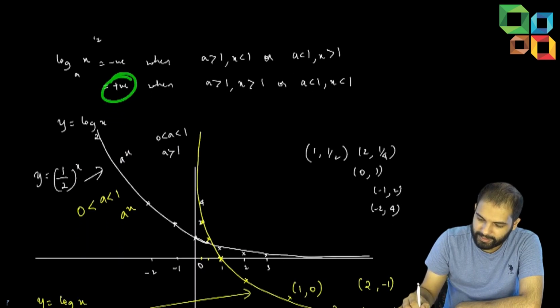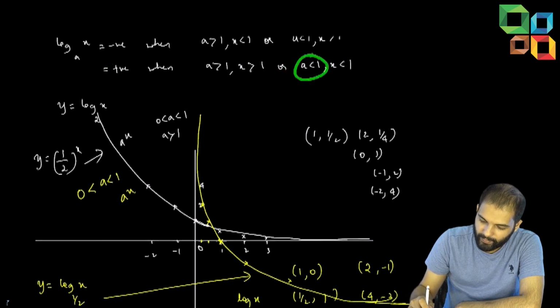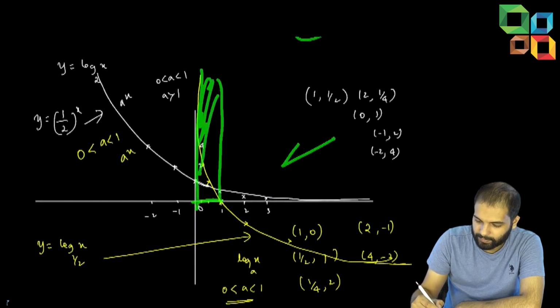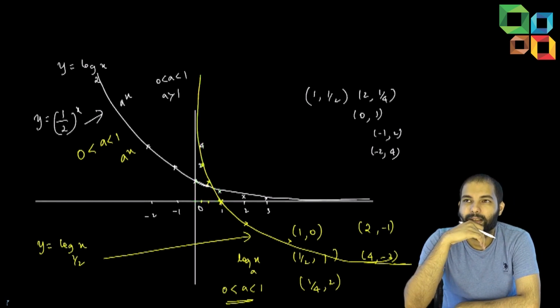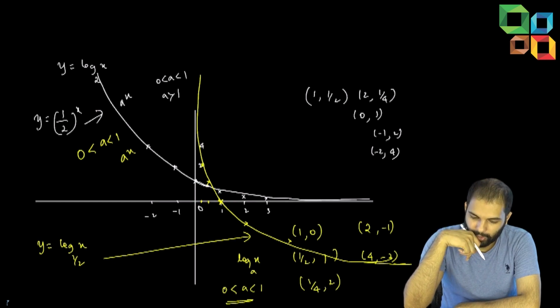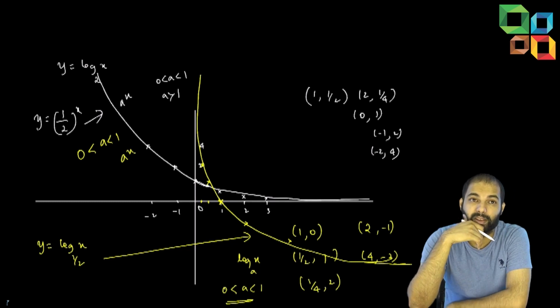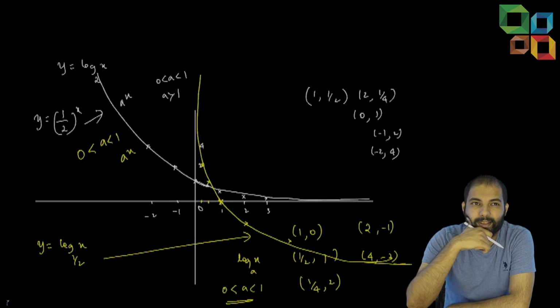So I'll take the second case, when a is less than 1. This is the graph, and x should be less than 1. You can see that only in this region it's positive. In the rest of the region it's negative, right? So this is what it forms. I think there is a lot of information here. We really need to go back and go through these things again.